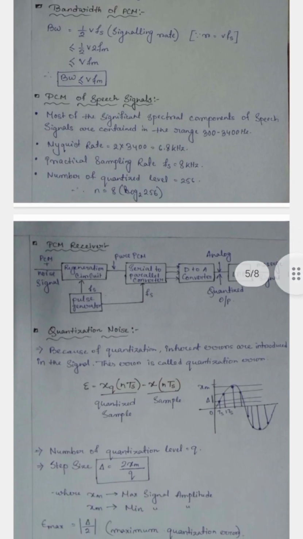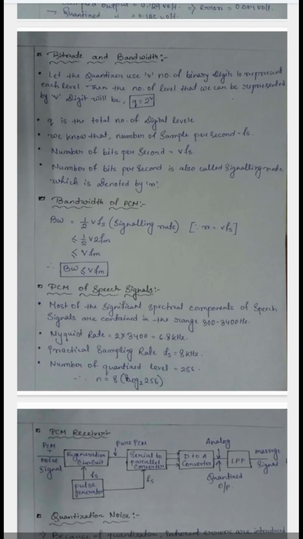And the bandwidth of PCM. The formula is bandwidth is half into V Fs, or less than or equal to half of V into 2 Fm. We know that Fs equals 2 Fm, so the bandwidth is less than or equal to V Fm.